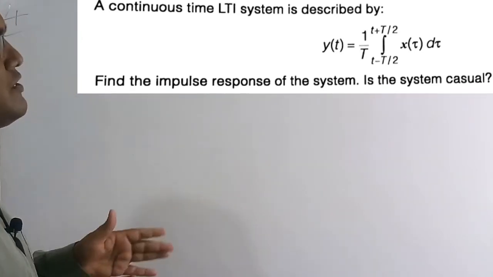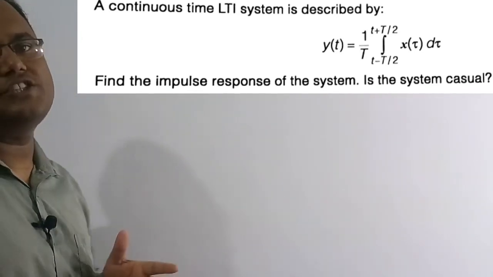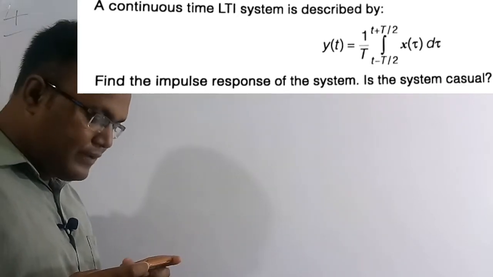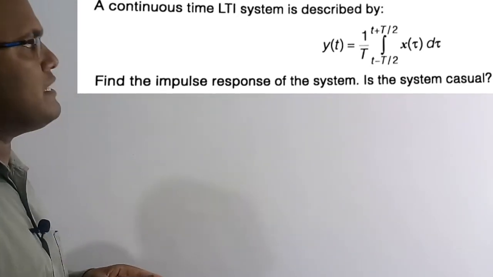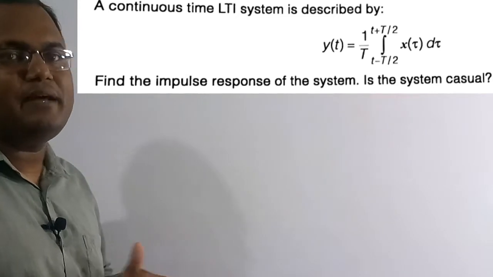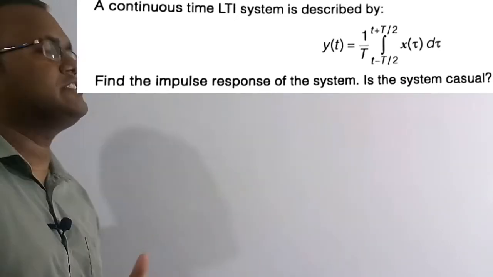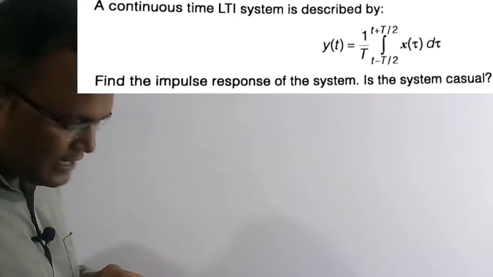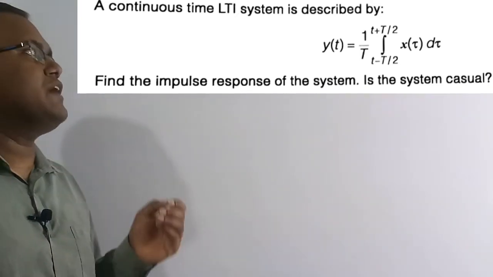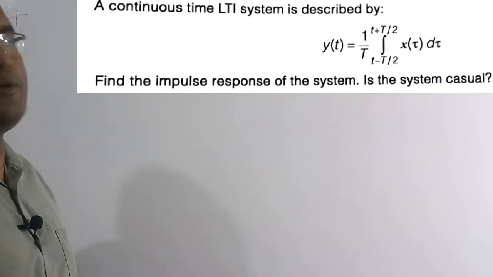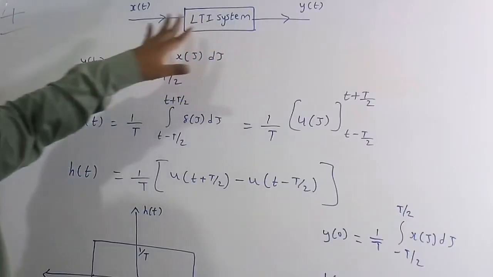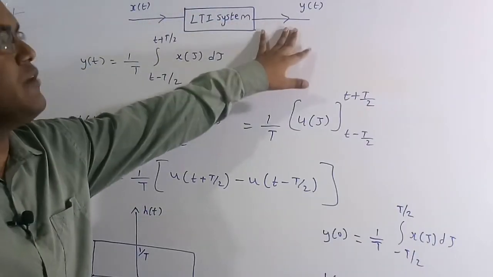Now in this question they have given an input and output relation of some LTI system, and we need to find what is the impulse response of the system, and then we need to figure out whether this system is a causal system or non-causal system. We also need to comment, and this question is given in the IS 2005 for 5 marks. So let's solve this numerical. So this is an LTI system. The input is x of t and the output is y of t.